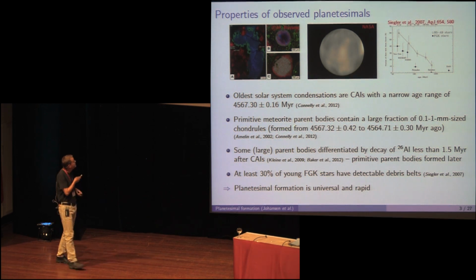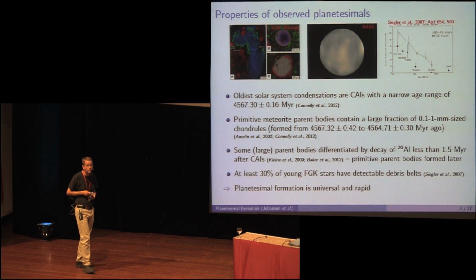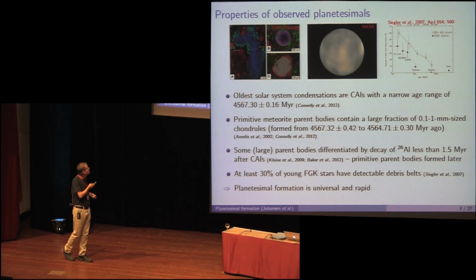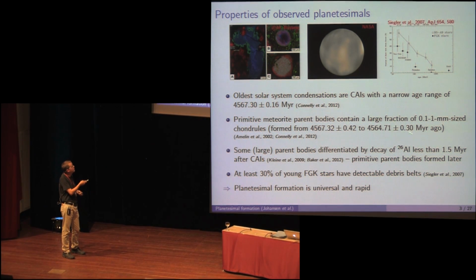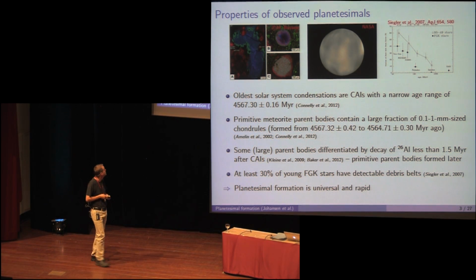Now, primitive meteorite parent bodies also contain a large fraction of 0.1 to 1 millimeter sized chondrules. So we have two examples of chondrules here. They actually started forming at the same time as the CAIs, around 4,567 million years ago, but then they formed over a much longer time span, up to 2.5 to 3 million years after the CAIs.